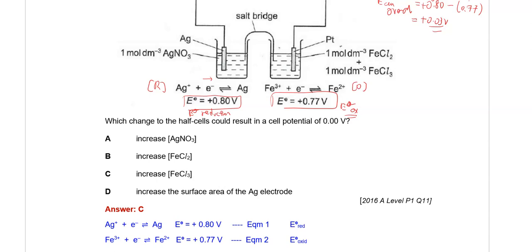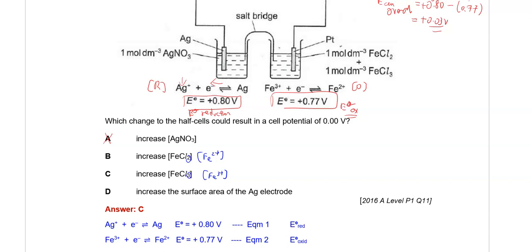So we need to make the E0 reduction less positive, which means we need the equilibrium position to shift to the left. So the correct concept to use is to decrease Ag+. So A will be evidently wrong, because if I increase Ag+, the equilibrium position shifts to the right. So that's not what we want. Then the options of B and C are basically, one is to increase Fe2+, the other one is to increase Fe3+. So take note, that is the difference, Fe2+, Fe3+.